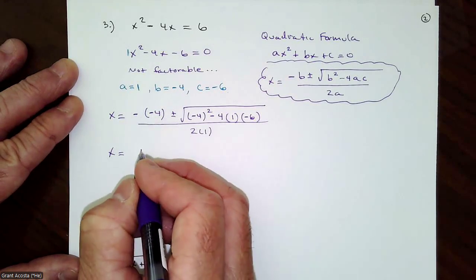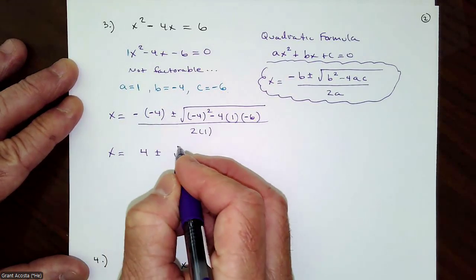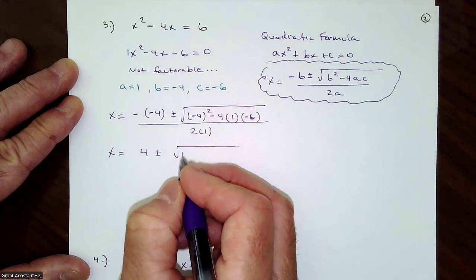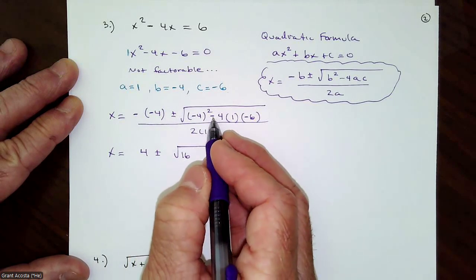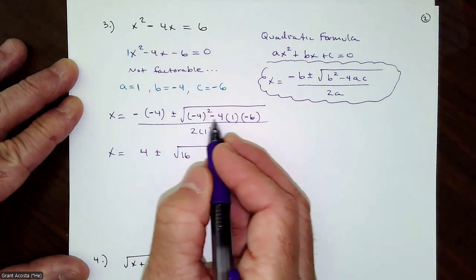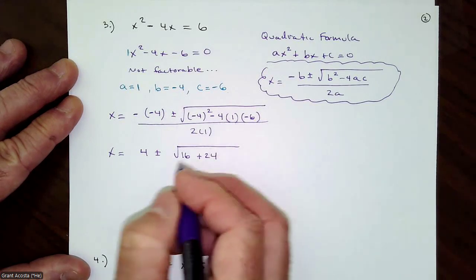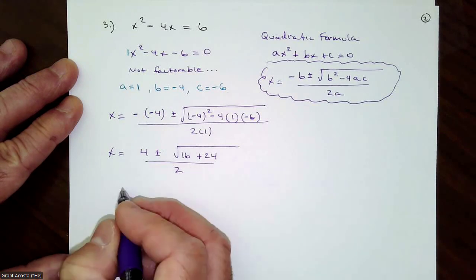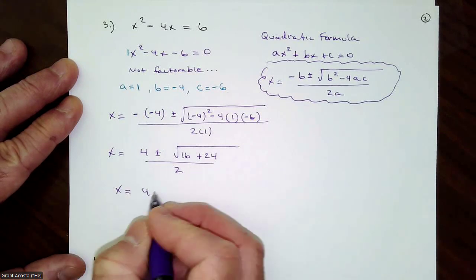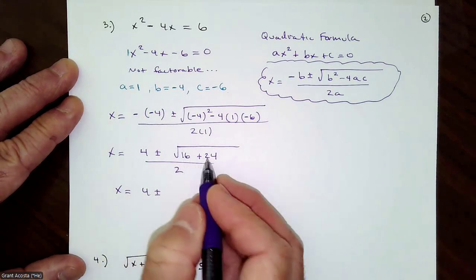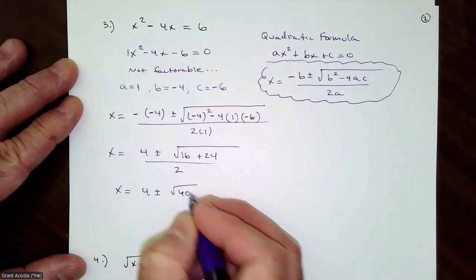Negative of -4 is +4. -4 squared is 16. But then this negative times a negative, all this is multiplied, but I have two negatives. So that's actually going to be plus 24 over 2, which is 4 plus or minus the square root of 16 plus 24, which is 40.